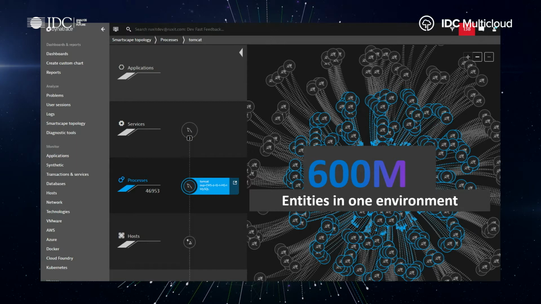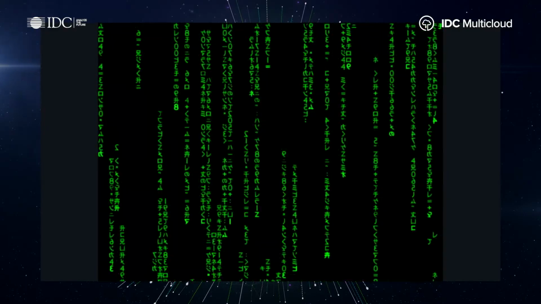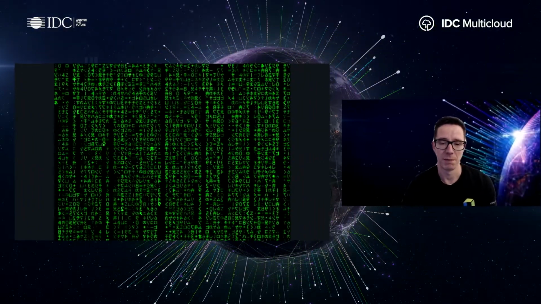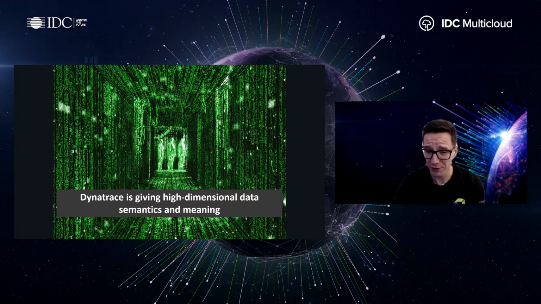Now, how do you bring order into that chaos? We have all this data coming in, but we need to make something out of it. And that is where Dynatrace comes in. It actually gives you meaning. It gives you something tangible when it comes to this data. And who does that for us?